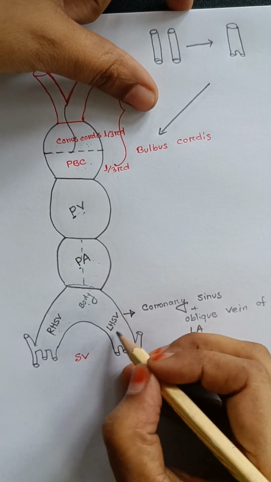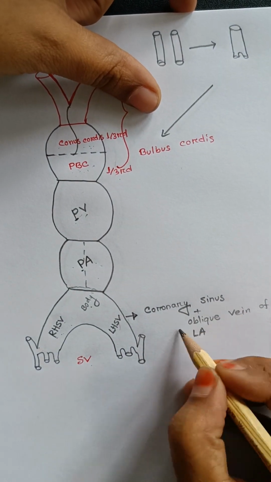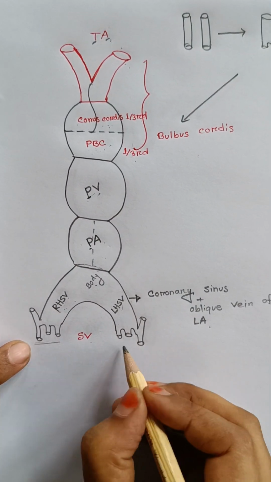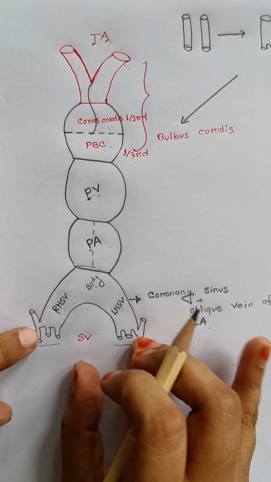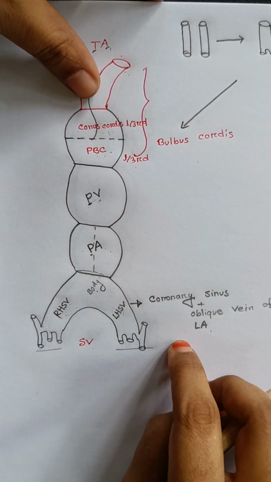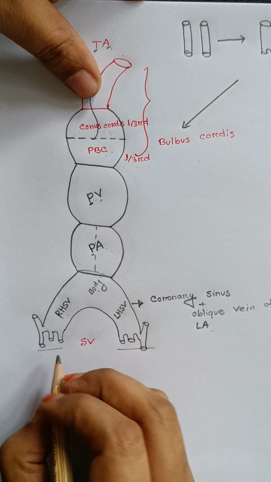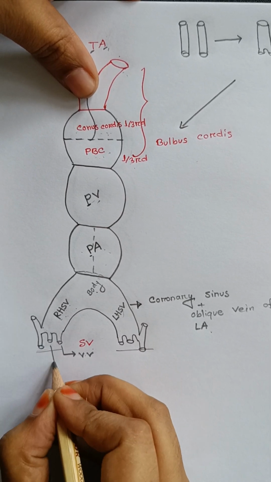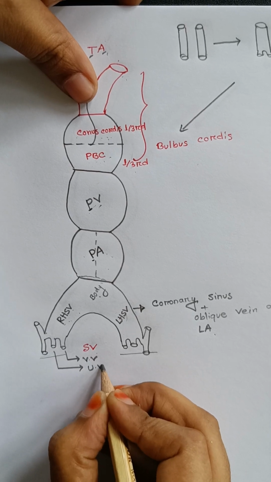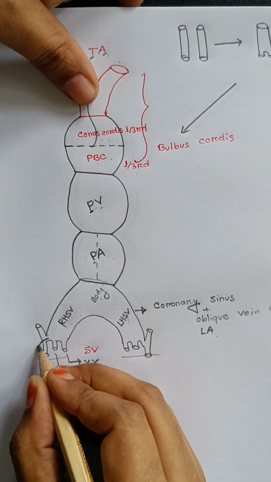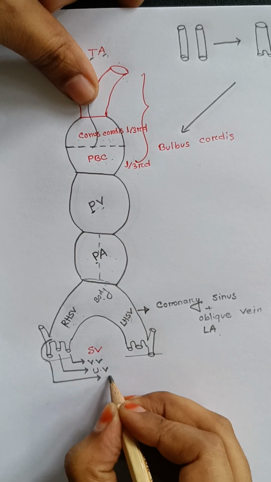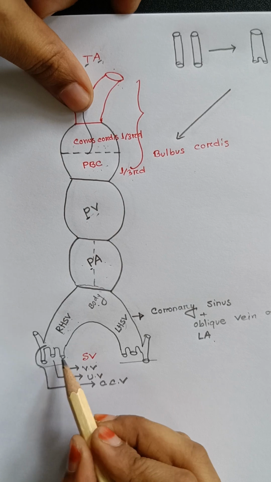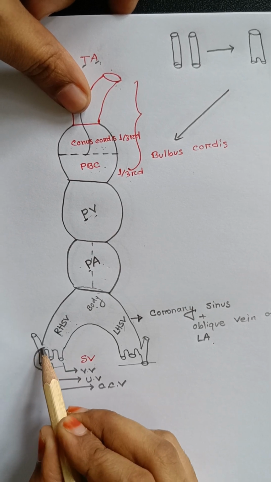So the left horn of sinus venosus develops the coronary sinus and oblique vein of left atrium. Now come to this portion, this venous structure. The horn gives rise to three pairs of venous structures from medial to lateral. This is the vitelline vein, then the umbilical vein, and then this portion is the common cardinal vein. Okay, so medial to lateral: vitelline vein, umbilical vein, common cardinal vein.